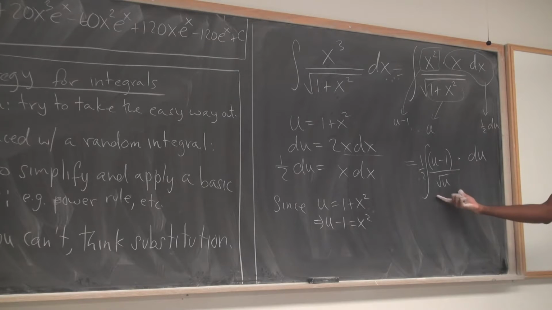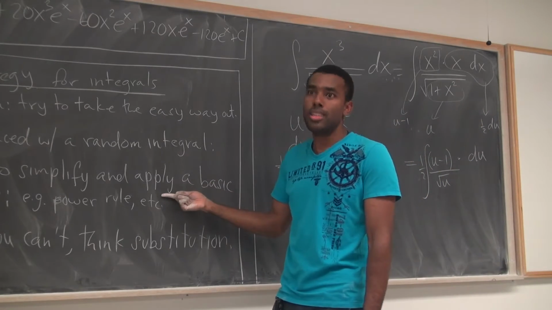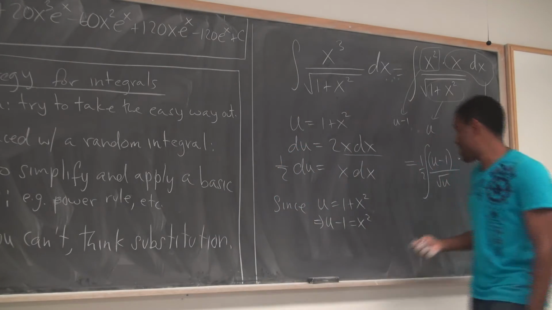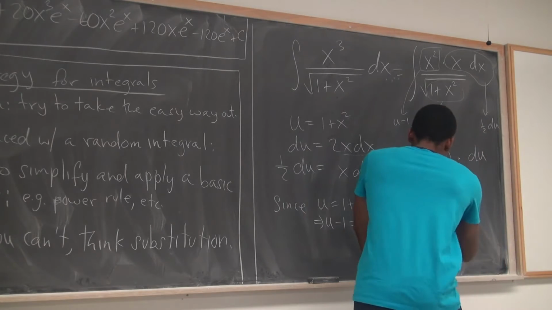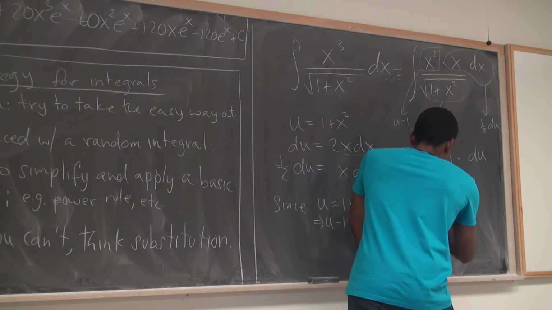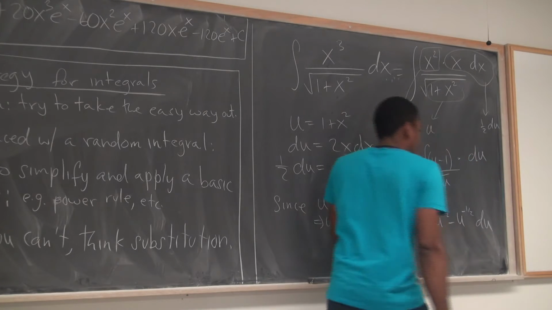And now you're like, how do I integrate that? Still start at the beginning. Can a basic rule work? Yes, it can now. It's just powers of u. I can just divide into these guys. So this is 1/2 times u to the 1/2 minus u to the minus 1/2 du, right?